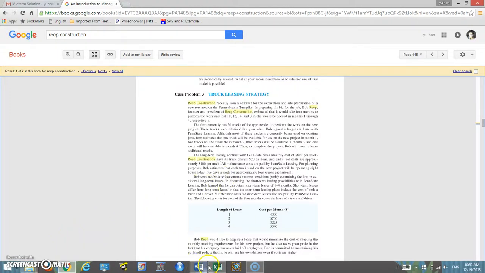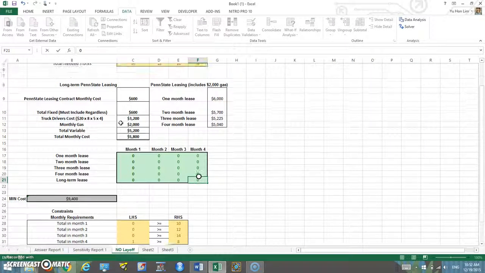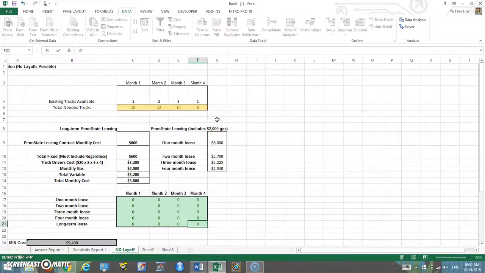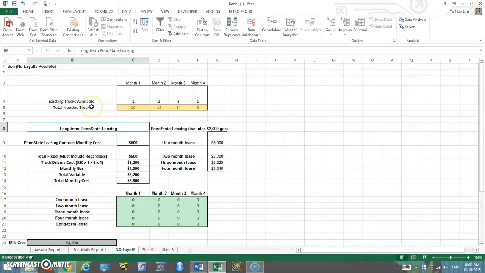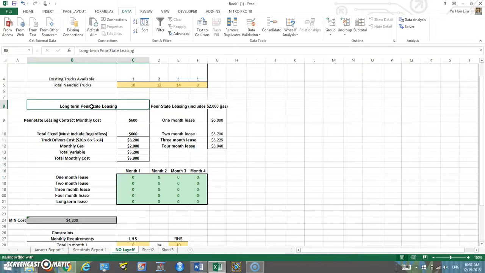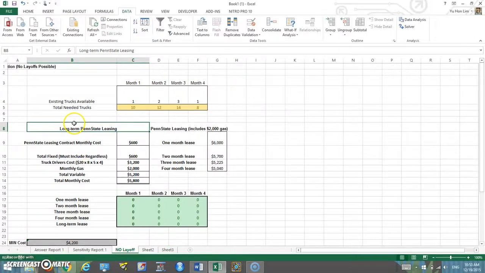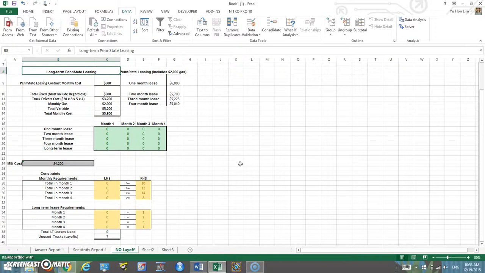One thing particularly interesting about this problem is he could lease the truck monthly or he could lease the truck long term. Here's the amount of money he has to spend on the long term, and here's the amount of money he has to spend monthly. That's the number of trucks available right now, and that's the total number of trucks he needs. I pulled up all the available information in Excel.